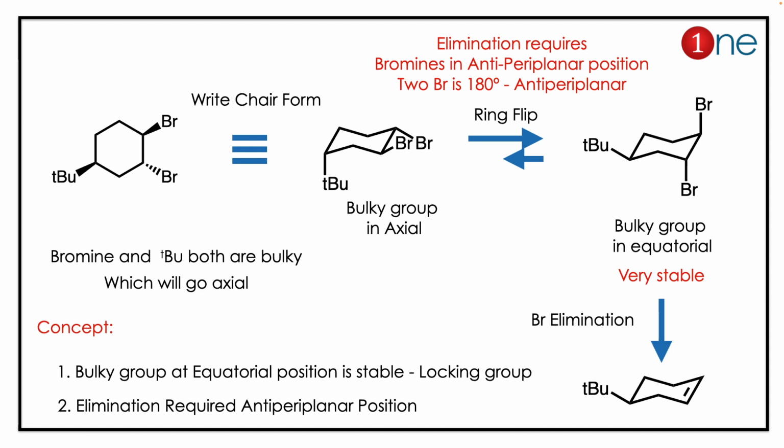Normally the confusion comes which one is axial, which one is equatorial, because bromine and butyl are bulky. Here bromine goes axial. Then the elimination occurs. The steric assistance helps the bromine leaving group leave. So finally you have the alkene there. Here the concept you have learned is bulky groups always go equatorial position and elimination requires anti-periplanar position.